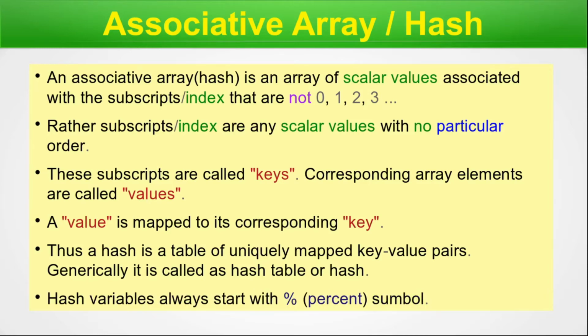Next point, hash variables always start with a percentage symbol. So when we are declaring a hash variable, obviously this is a variable and we have to define it at the beginning. When we define it at the beginning, we use the percentage symbol for identifying it as per the PERL syntax. So this slide is done. Let's move on to the next slide. Creation of an associative array. So how do we create an associative array? Let's see.